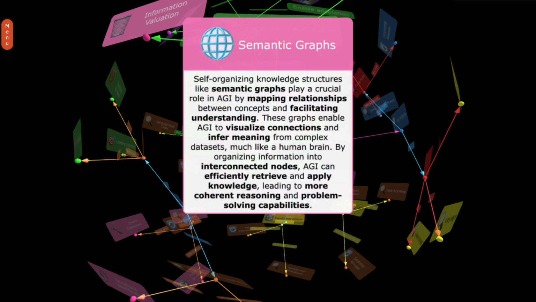Self-organizing knowledge structures like semantic graphs play a crucial role in AGI by mapping relationships between concepts and facilitating understanding. These graphs enable AGI to visualize connections and infer meaning from complex datasets, much like a human brain. By organizing information into interconnected nodes, AGI can efficiently retrieve and apply knowledge, leading to more coherent reasoning and problem-solving capabilities.